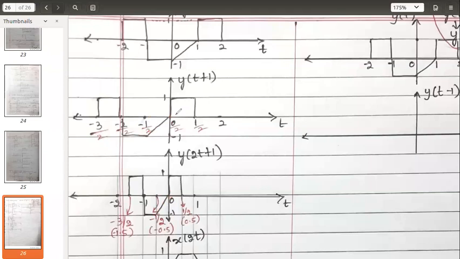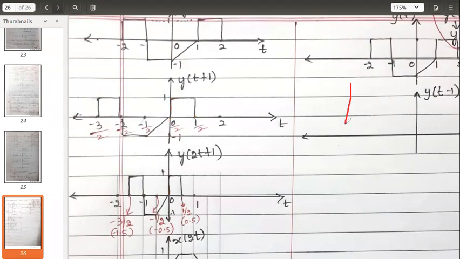Let me come to the fourth part. This point, 0 by 2, is 0 only. What is 1 by 2? 1 by 2 is half. So this pulse, which was between 0 and 1, will now be between 0 and 0.5. Okay.